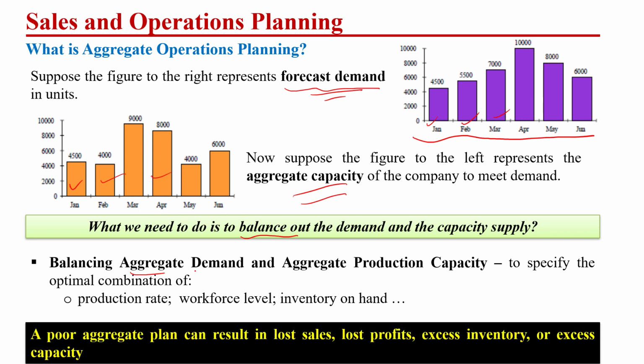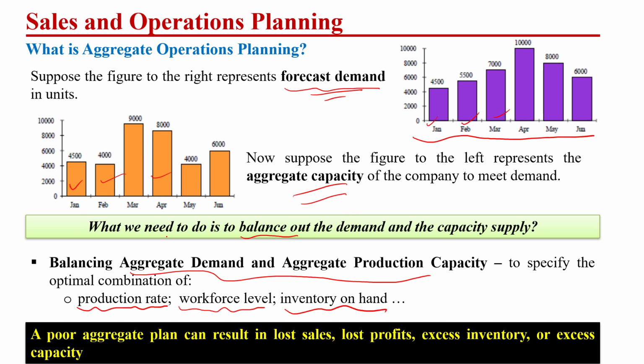So that is balancing the aggregate demand and capacity in order to find out the optimum combination of how much quantity of a particular product we should produce, what the workforce level would be, which means how many workers we should hire and how many we should fire, in every particular month, as well as how much inventory of that particular product family we should hold in every time period.